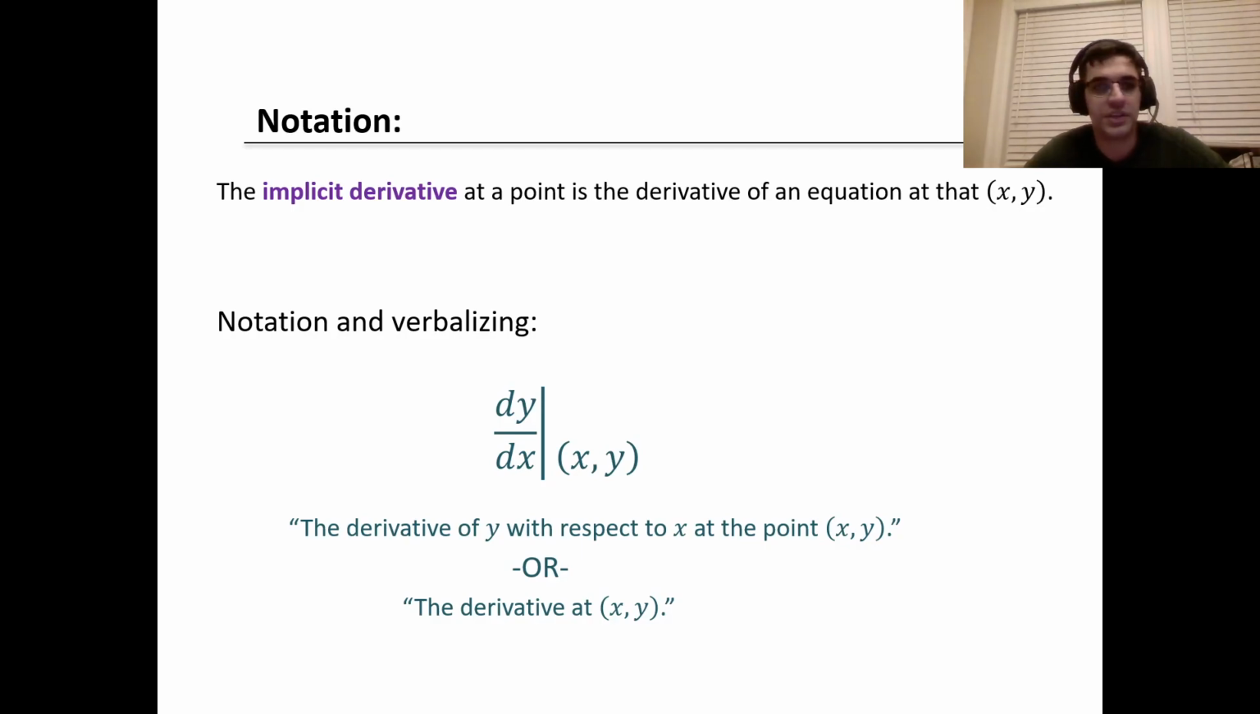All right, so some notation on this. We have our dy/dx derivative notation, our Leibniz notation. So when we say the derivative at a single point, then we'll put the dy/dx, this very vertical bar, and then at a point (x, y). So x, y would each be some number. Or we'll just say the derivative at (x, y).